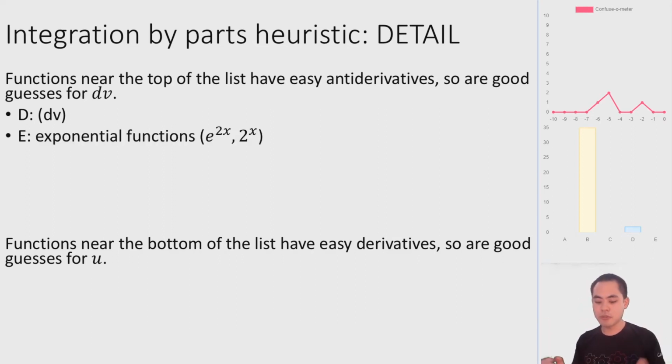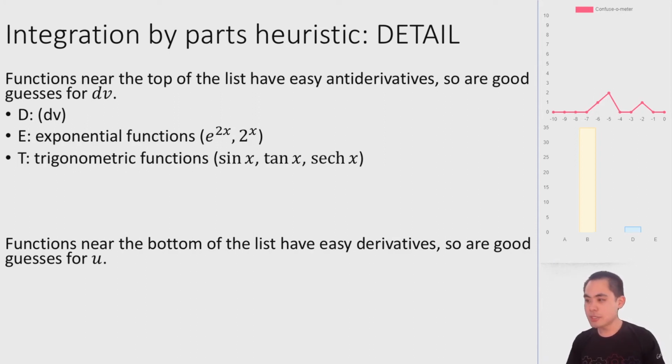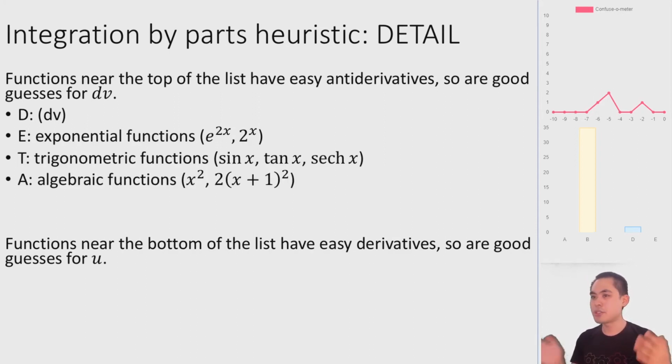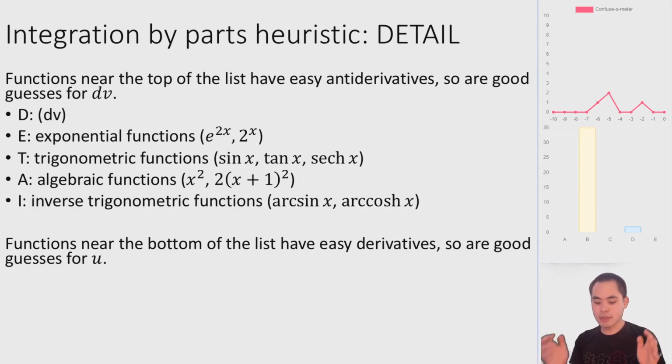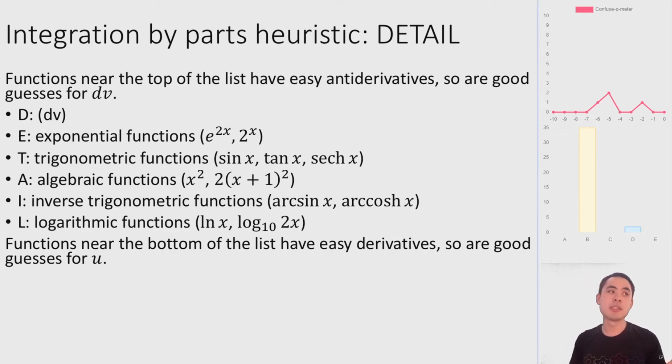Then we have exponential functions, trigonometric functions, algebraic functions, so things like polynomials. I for inverse trigonometric functions, like arcsine, arccosine, things like that. And L for logarithmic functions. So things at the bottom have easy derivatives. Things at the top have easy antiderivatives. And so these things are good guesses overall for these kinds of problems.